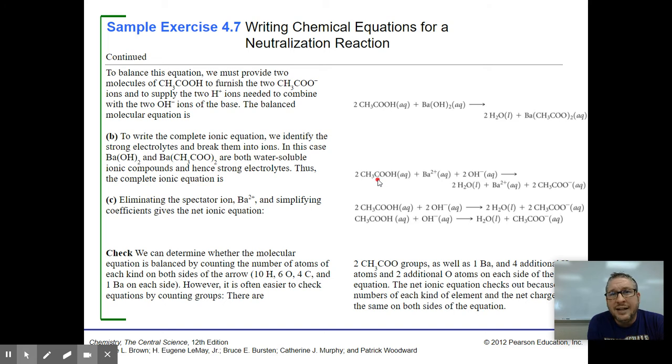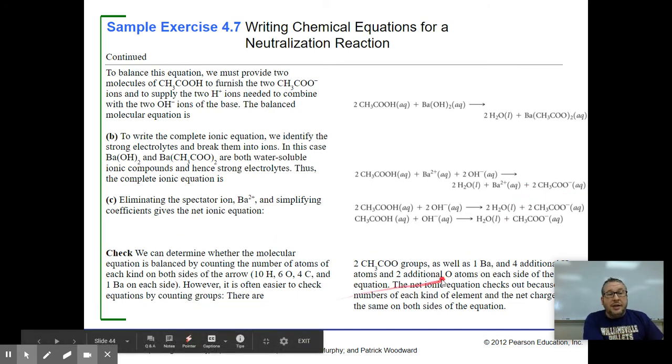You notice how acetic acid is not dissociated into its ions. It's not dissociated into acetate or hydrogen. Okay, that's because acetic acid is not a strong acid. So we do not consider it to be a strong electrolyte, therefore we do not dissociate it. Barium hydroxide, however, is a strong base, so we can dissociate that. On the product side, again, we do not dissociate liquid water, but barium acetate being an ionic compound, therefore a strong electrolyte, we can dissociate it.